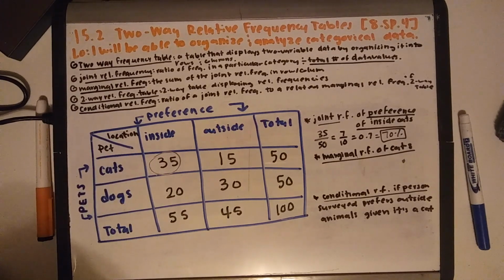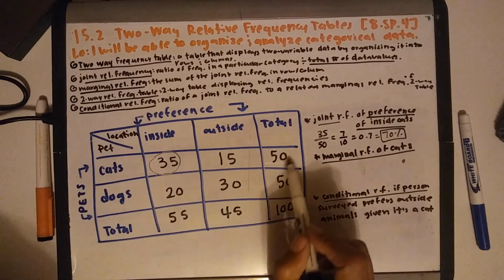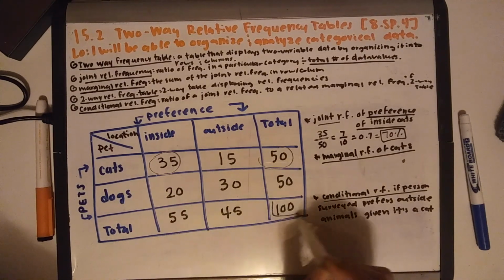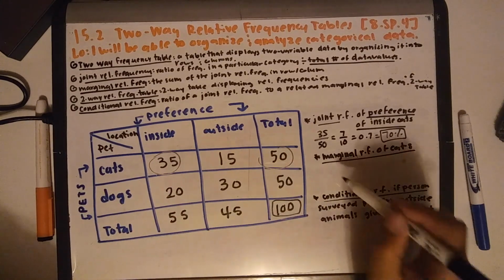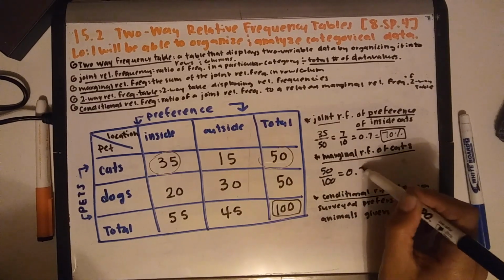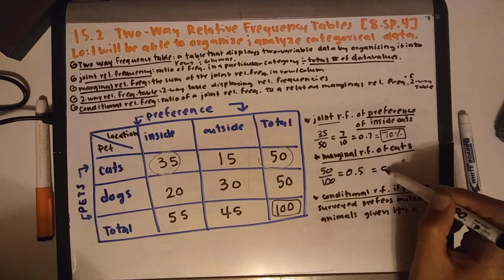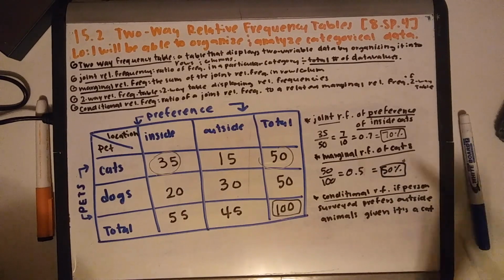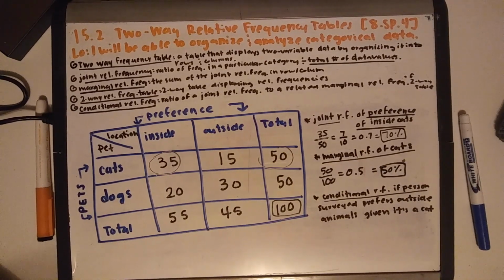And then marginal relative frequency of cat. In this case, I'm looking at cats total related to the actual total of everything. So it will be 50 out of 100. I know that is 5/10, and that's also 50%. So that will be the marginal relative frequency of cat.